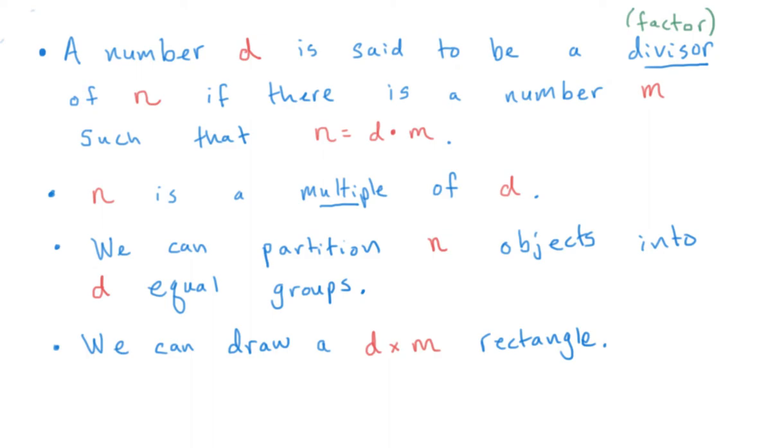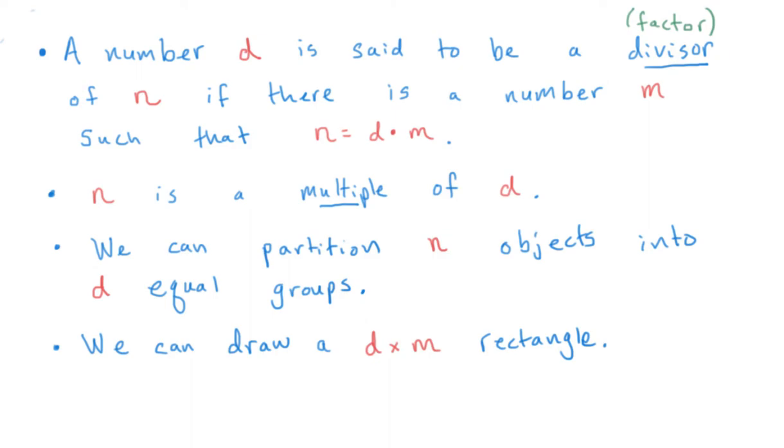So again, I just want to reiterate that when I say number, I mean a counting number. So a number d is a divisor or factor. I'll prefer to use divisor, but it might be more common to use factor. Either way, it's the same thing. So d is a divisor of n if there is another number m such that n is d times m. And in this case, we say that n is a multiple of d. Just a couple of ways you can think about this, going back to our definition of multiplication, if d is a divisor of n, then that means we can take a group of n objects and partition them into d equal groups. And then geometrically, we can draw a d by m rectangle, kind of like we were doing before.